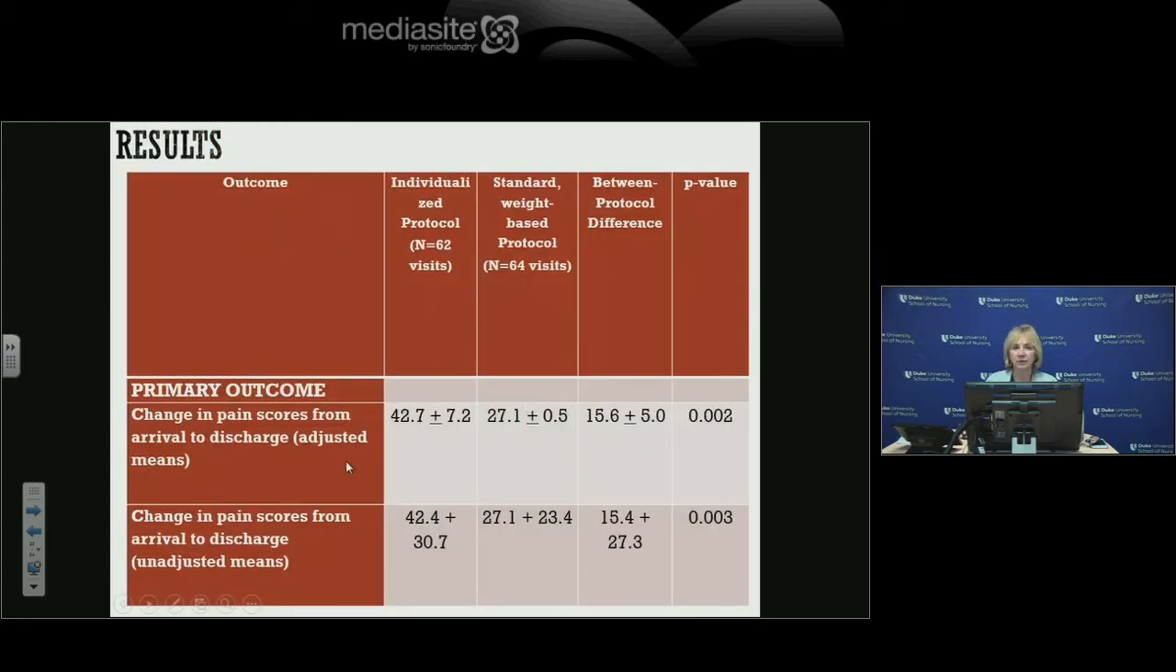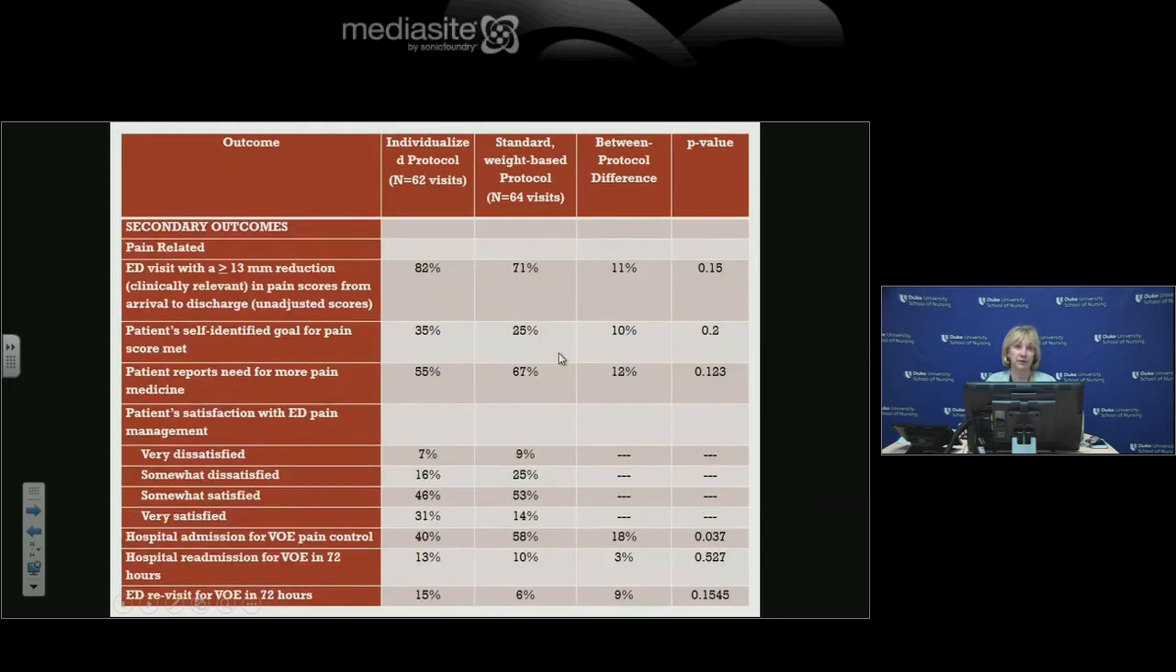And what we found was that, this is the pain change, so you want a higher number. Really the patients who were randomized to that individualized dosing protocol had about a 16 millimeter greater difference in reduction in pain score compared to the weight-based patients. And so that's really statistically significant. And this was for a total of 126 visits, and it was a total of 52 different patients.